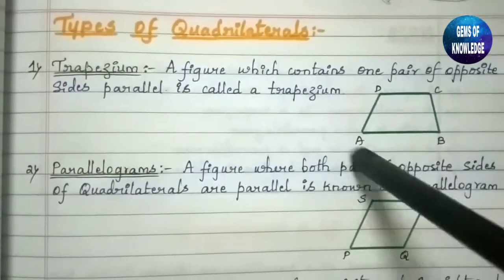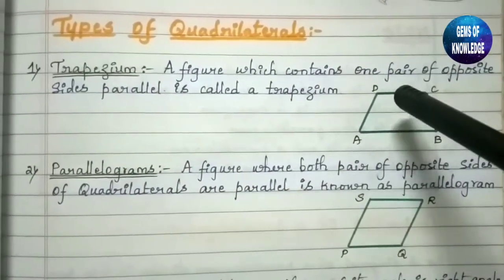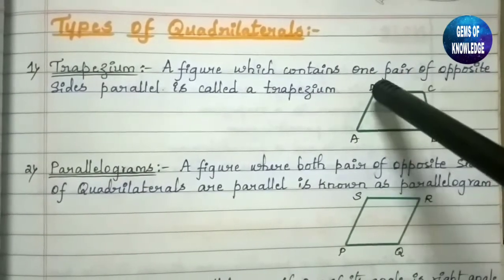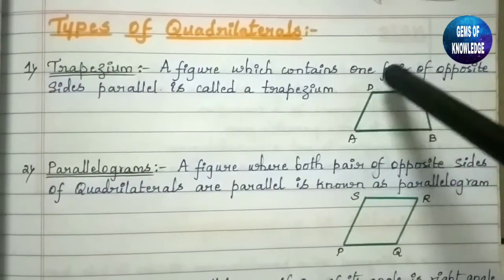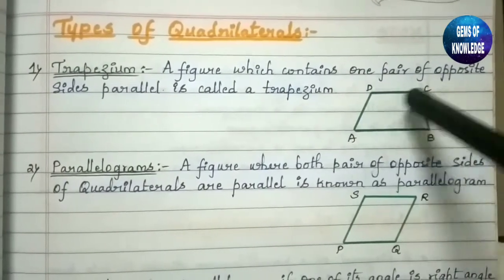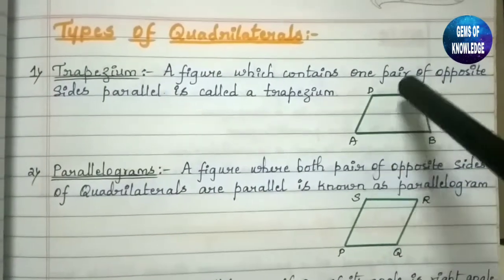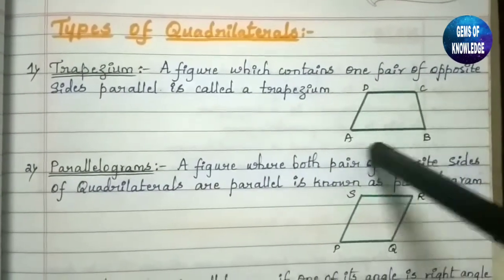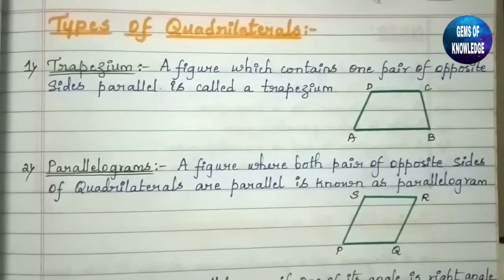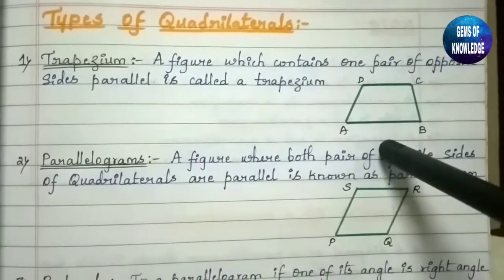So this is an example of the trapezium, and you can see this is a figure which contains one pair of its opposite sides as parallel. Here you can see this AB and this DC are parallel to one another. Parallel in the sense that if you extend these two lines, they are not going to meet each other at any point. They are just parallel. Those lines are called parallel lines.